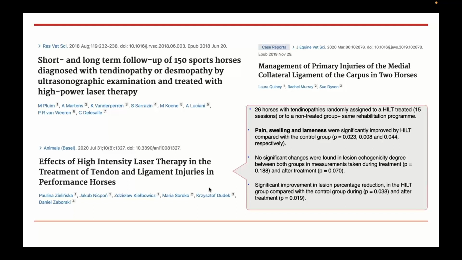They underwent a similar rehabilitation program, plus they were randomly assigned to a laser-treated or non-treated group. They had a total of 15 treatments, and they performed clinical and ultrasound assessments before, during, and after the treatment, and found that after the treatment, pain, swelling, and lameness were significantly improved after laser therapy compared with the control group, and there was a significant decrease in lesion on ultrasound compared with the controls.